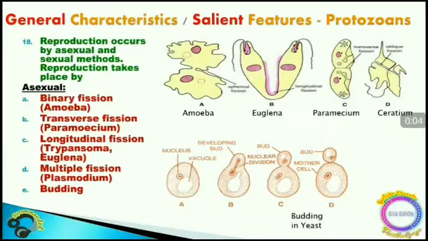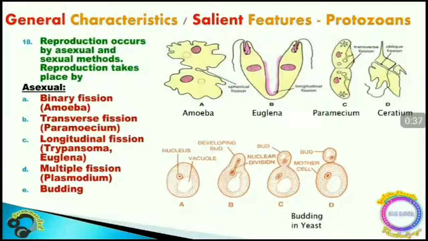In this slide we discuss reproduction, which occurs by asexual and sexual methods. Asexual reproduction takes place by binary fission, transverse fission, longitudinal fission, multiple fission and budding. Here you can see the depicted pictures, the Amoeba showing spherical fission, and also you can see that budding can be seen in yeast.